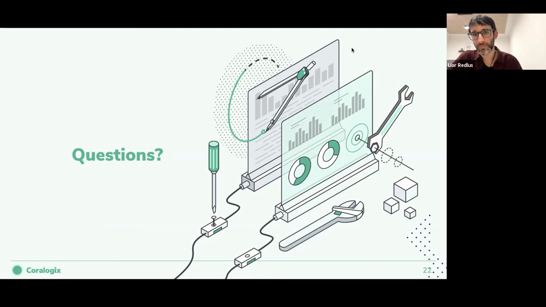Just had one last question come in, so we'll answer that one. If we want to implement machine learning with AWS, what type of ML would you suggest?